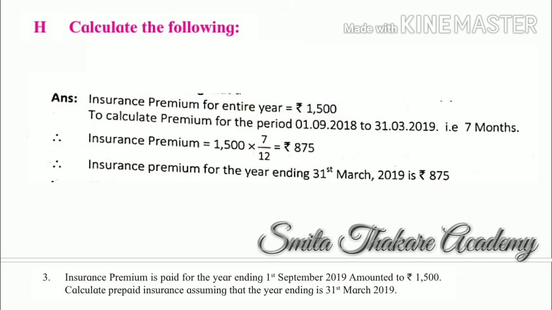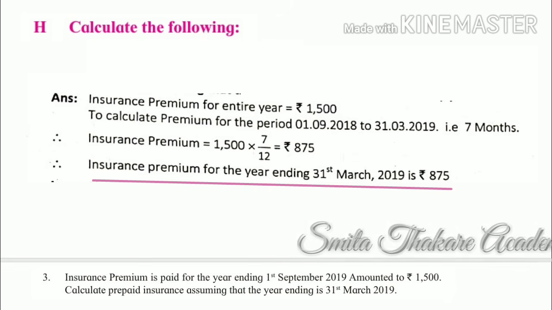To calculate the premium for the period 1st of September 2018 to 31st of March 2019, that will be 7 months. Therefore, insurance premium is equal to 1,500 into 7 divided by 12, that is for 7 months. It comes to 875. Therefore, insurance premium for the year ended 31st of March 2019 will be rupees 875.